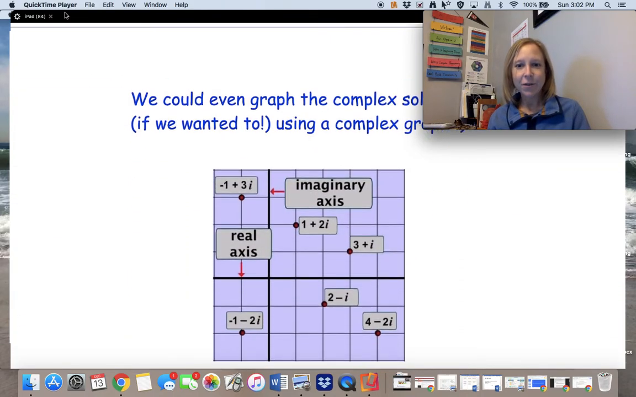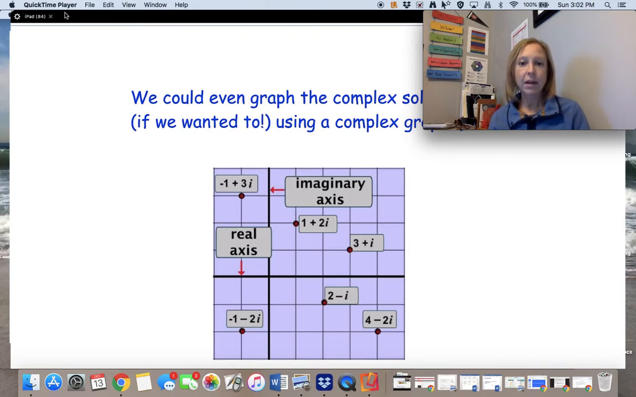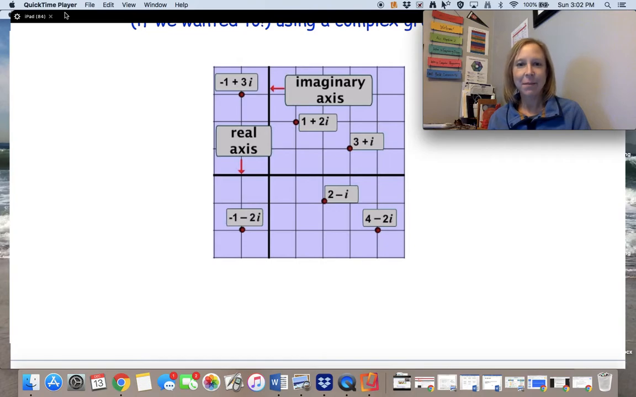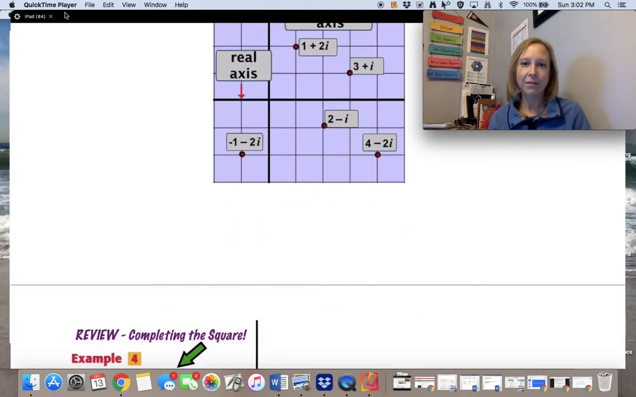Before we get there though, you can graph these, okay? If you were to graph these solutions, you'd have a real axis and an imaginary axis, and you would plot the point from there, as you can see on this graph. We're not going to do that, but I just wanted to put that out there, that imaginary graphs or complex graphs exist.